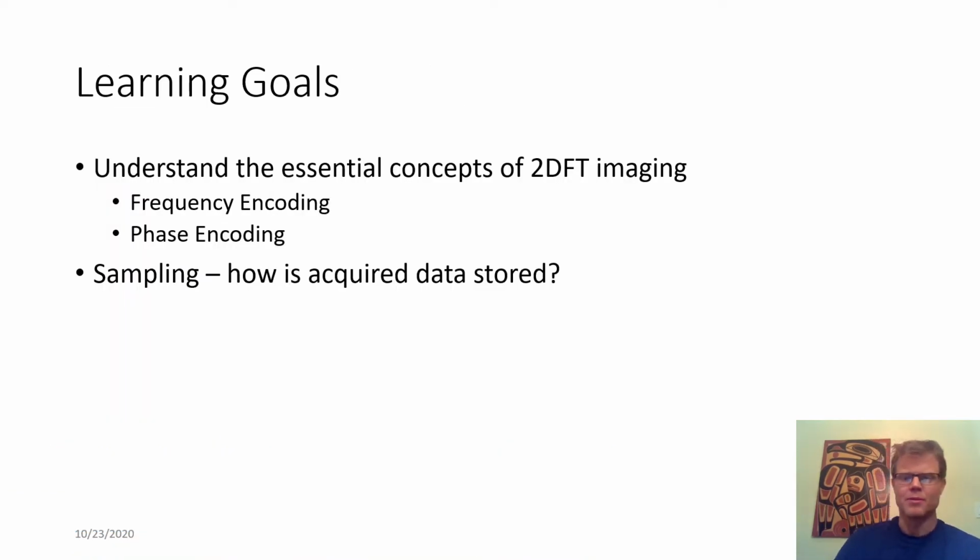Okay, we have a pretty clear goal, but this is a big goal for this lecture, which is to understand the essential concepts of what we call 2D FT imaging. So this is both frequency and phase encoding. And then briefly, sampling: how do we store this data that we've collected for spatial encoding.